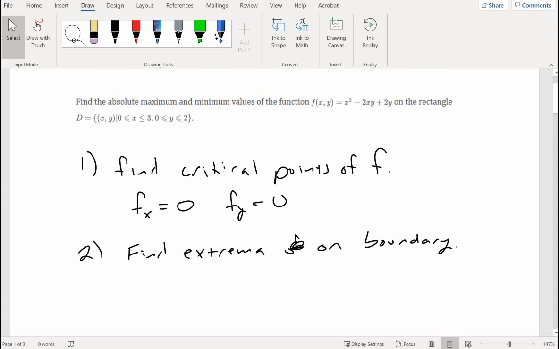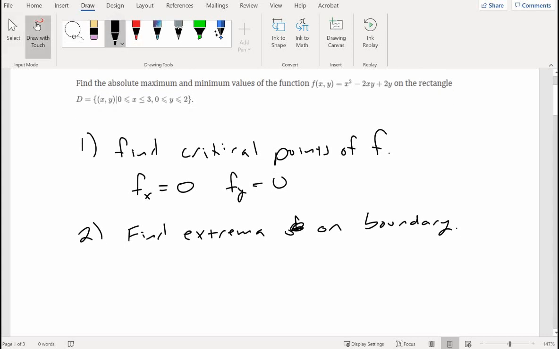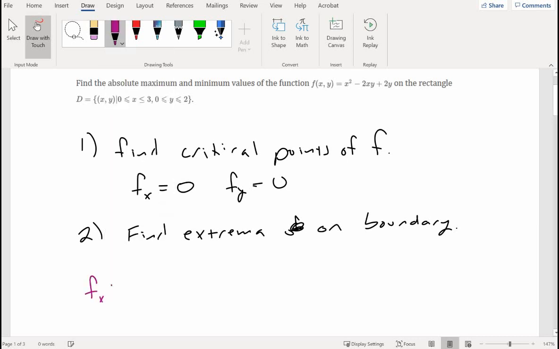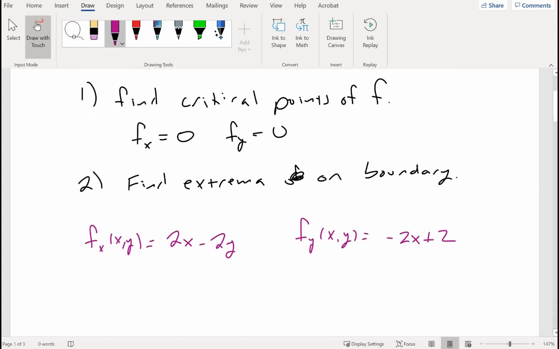The partial with respect to x would be 2x minus 2y, and the partial with respect to y is going to be negative 2x plus 2.